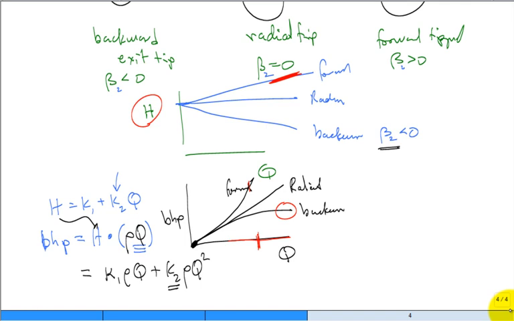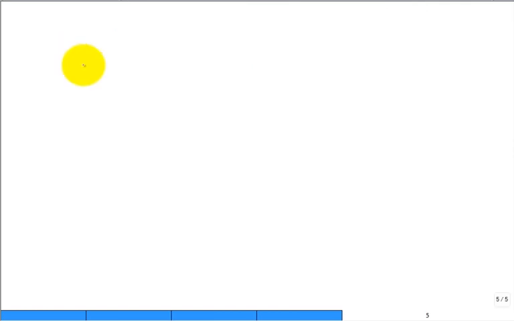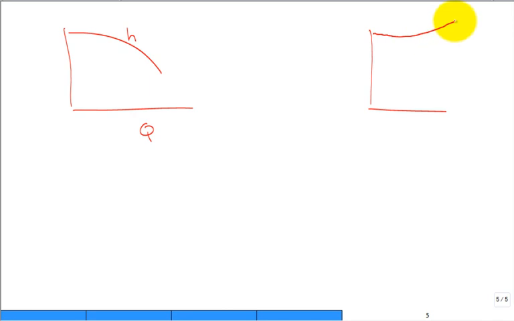Makes sense? All right. So if you put together the backward, here is the head as a function of flow, Q, it's going down. All right. What about the forward? It's not really trying to go down, it's trying to go up. It's trying to go up, but then it's going to break over, and it's not going to work as great. It's not going to be able to throw that out. So that's the general profile of the head for the forward facing blade versus the backward.